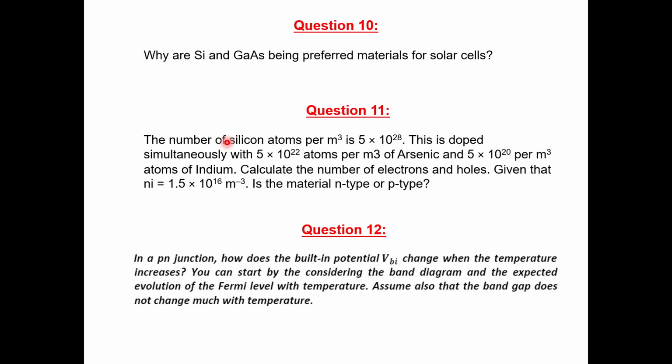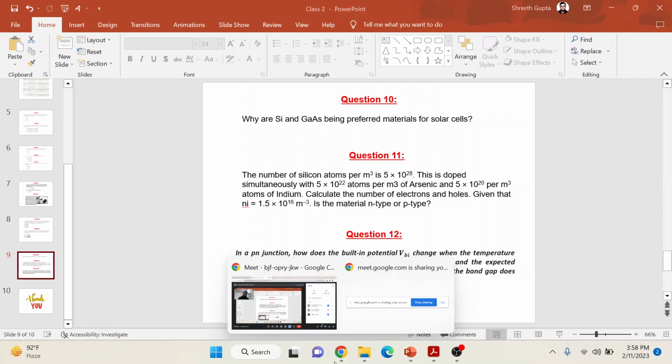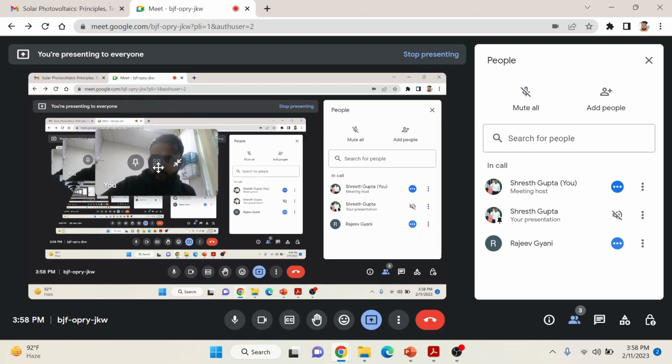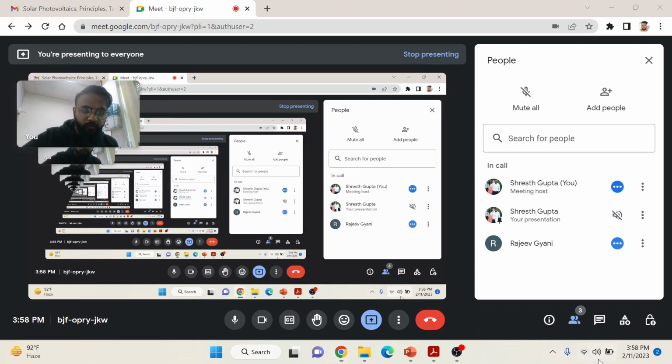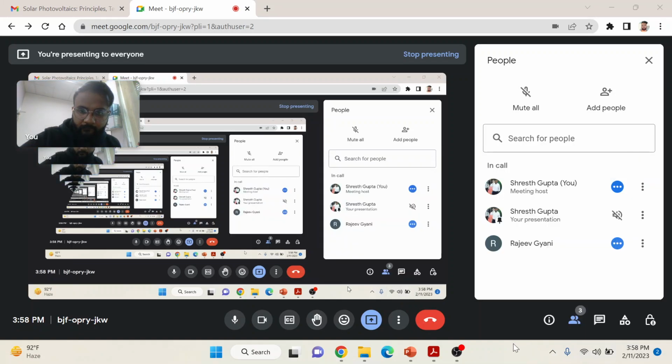So let's discuss one more question. Do you know why silicon and gallium arsenide are the preferred materials for solar cells? Any idea? There are many reasons, but what is the cost of... Sorry, could you repeat? Your voice is breaking. You type in the chat box, Rajiv. It will be good.